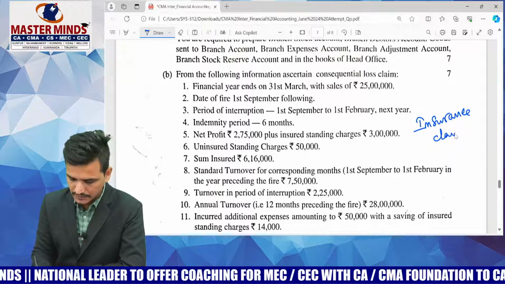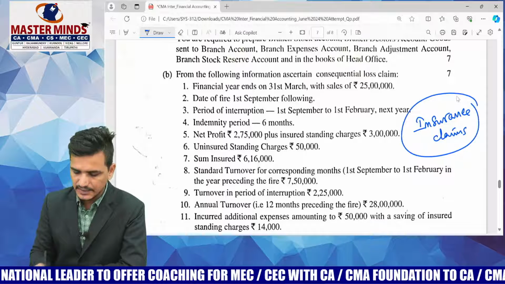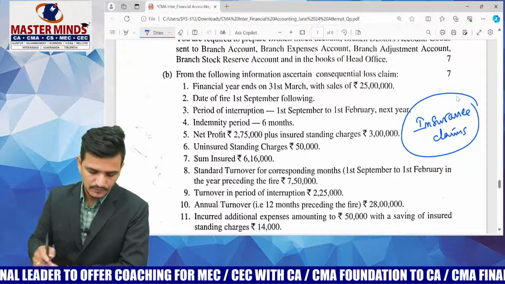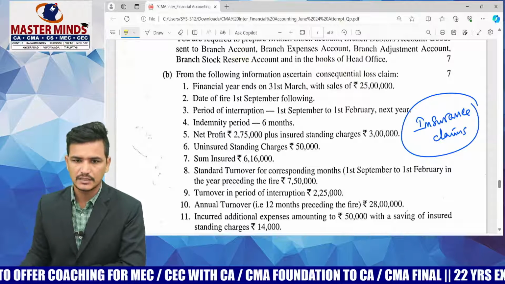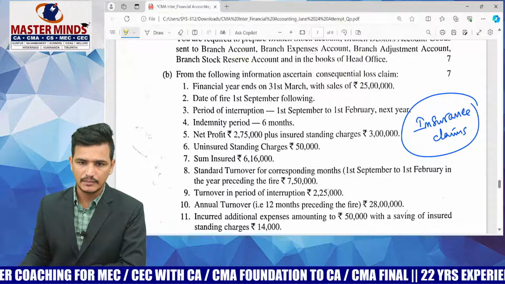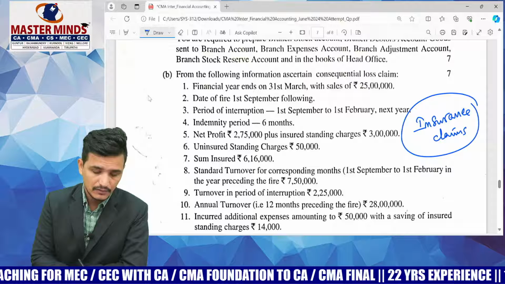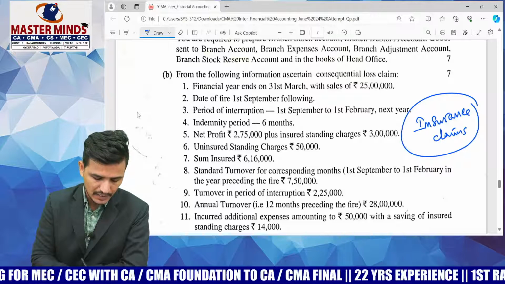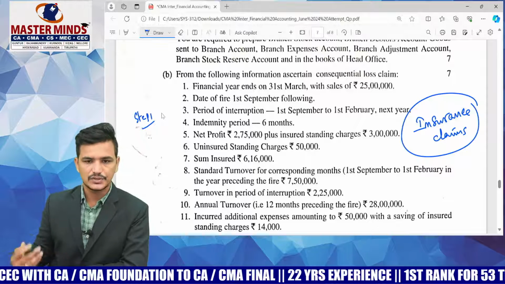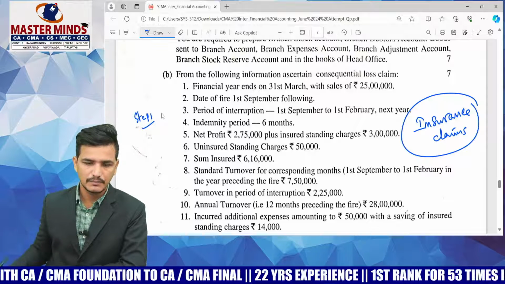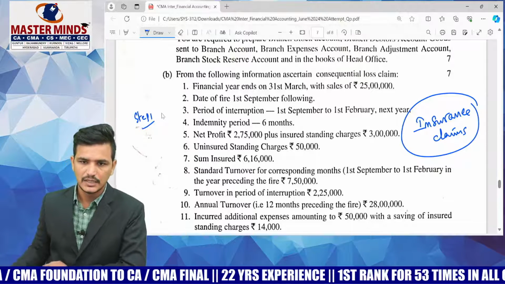So, insurance claims. Under insurance claims, they are asking a question based on the loss of profits method. So under loss of profits, how to calculate the claim amount. If you are thorough with the steps we have, that is step number 1 to step number 8, where step number 1 is calculation of short sales, and finally up to step number 8 we calculate the claim amount.